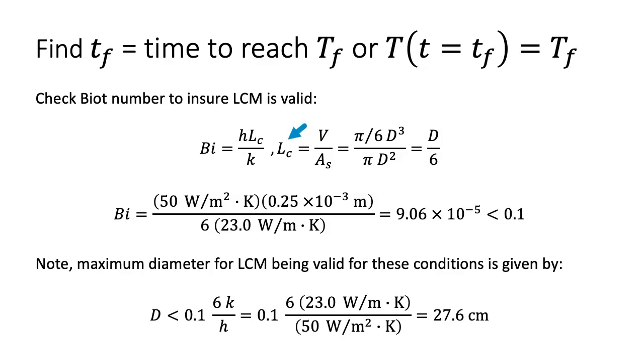Note that the characteristic length used for this calculation compares the total volume of the body to the surface area for convection. For a perfect sphere, we get that this is 1/6 of the diameter. Plugging in values, we get a Biot number that is well below 0.1. Thus, using the lumped capacitance method is valid.